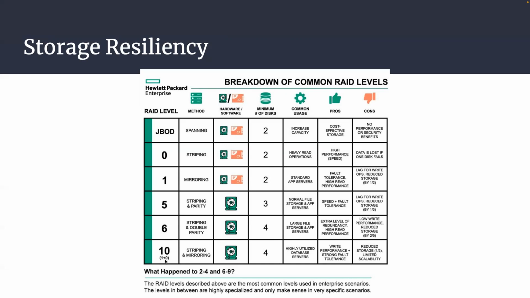RAID 10 is the combination of 1 and 0. So not only do you have 2 drives that will stripe, that we can use across, but 2 other drives will be used for mirroring.